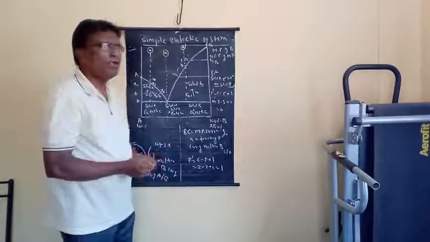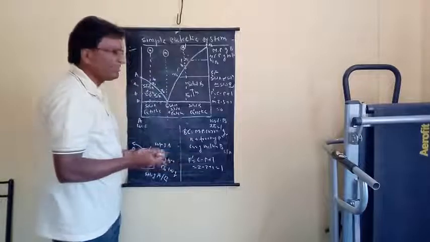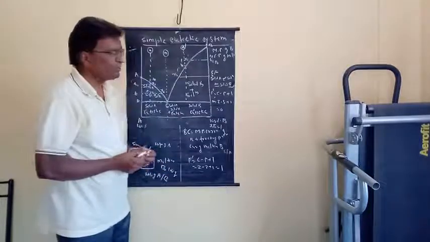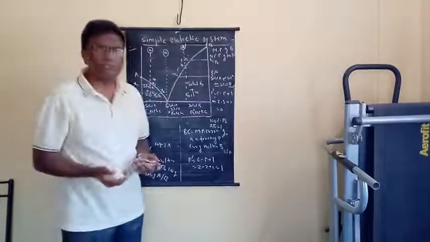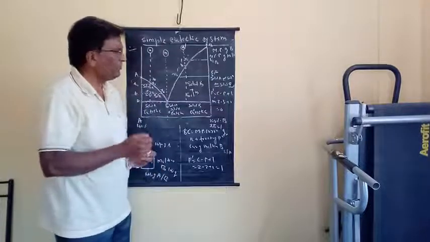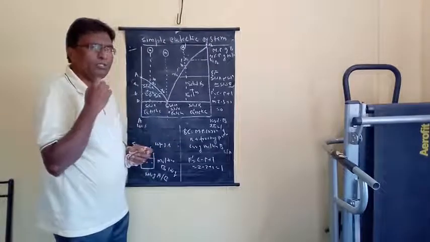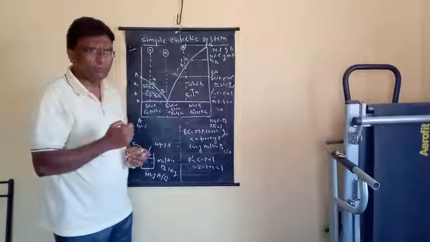Now we have different examples of simple eutectic systems. For example, lead silver system, bismuth cadmium system, lead cadmium system. Number of systems are there. Now in the next video we will see the lead silver system. Thank you.